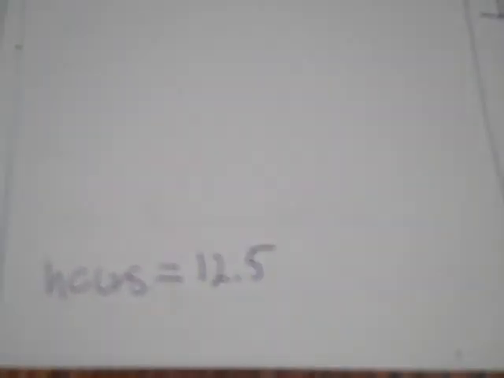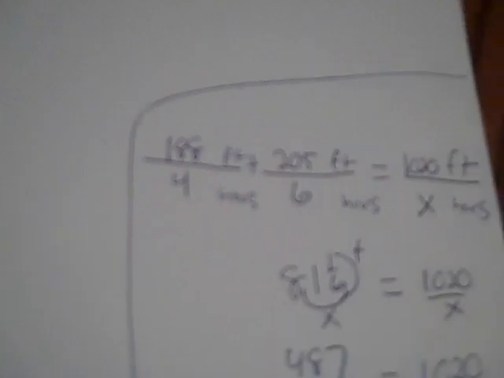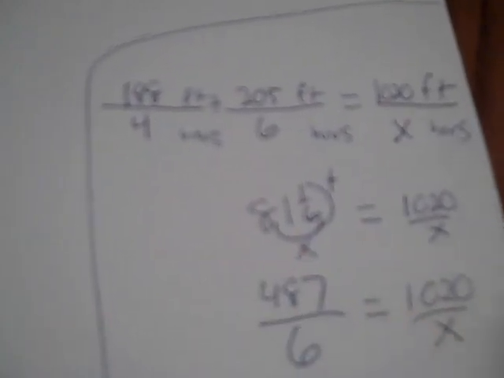Cross multiply and divide. So you take 1,020 times 6 divided by 487. That's going to be 12.5 or 12.6. So it's going to take about 12.5 hours. Okay. Remember, if you add that and you get a mixed number out, you got to know how to deal with it. Moving along.